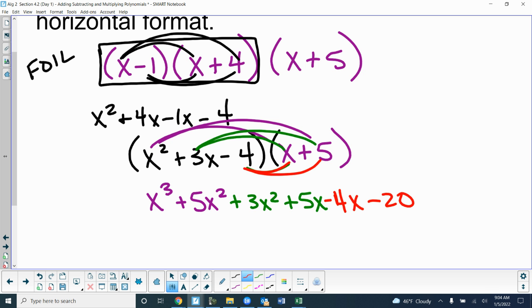Are there any like terms in there that I can simplify? Yeah, there is, right? We got an x cubed, but we got two of these x squared, so put them together, that's 8. We got 5x minus 4x, that's 1x, and then the minus 20. Okay? Again, this should be review for you, right? All right. So far, so good? Okay.